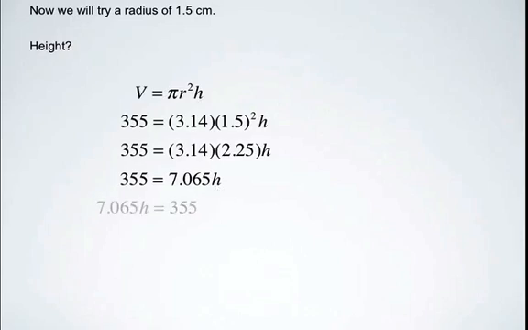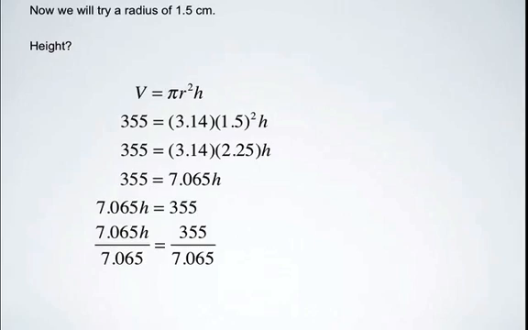7.065h. We'll rearrange this equation to try and solve for h, and again we want to isolate h, get it all by itself, so we need to divide by this number in front, the coefficient of 7.065. We'll divide both sides by that value, leaving just h on the left-hand side isolated, and when you do 355 divided by 7.065, you end up with a height, in this case, of 50.25 centimeters.